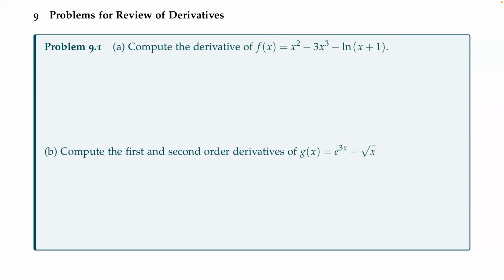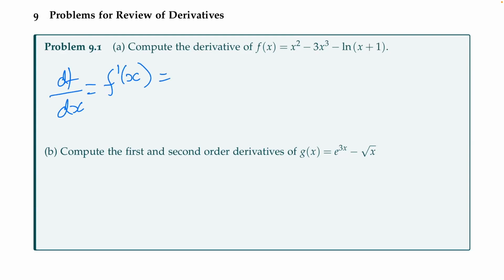Okay, let's see how you guys got on. Hopefully this should be pretty straightforward. Get the cogs turning again early in the morning. So for the first one, we've got f of x is x squared minus 3x cubed minus log of x plus 1. So what is f prime of x? Or df/dx, these are the same things.